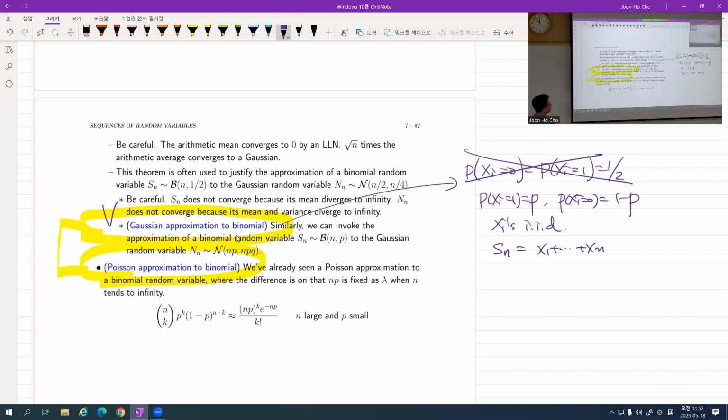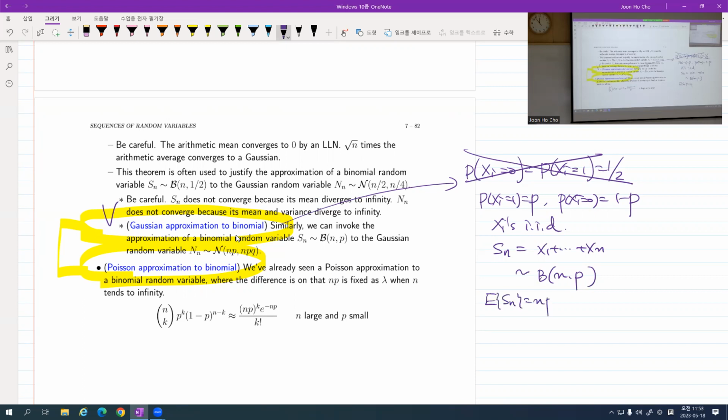Now, what is the name of the random variable S sub n? That is a binomial random variable with parameters n and p. So we usually say that S sub n follows the distribution B(n, p). Am I right? Right? And as you learned in high school math, actually, when I was a high school student, we just memorized the result. What is the mean of S sub n?